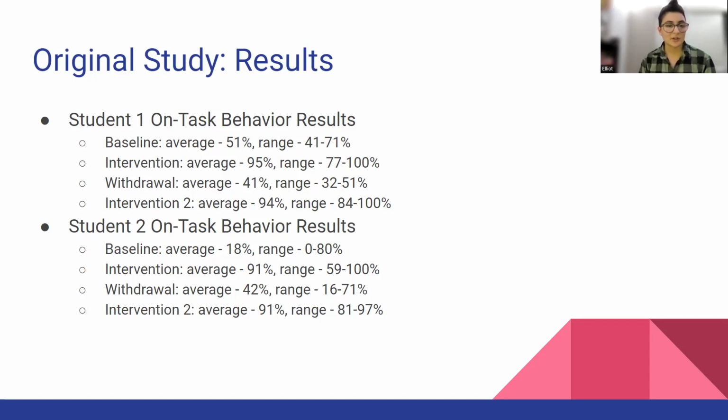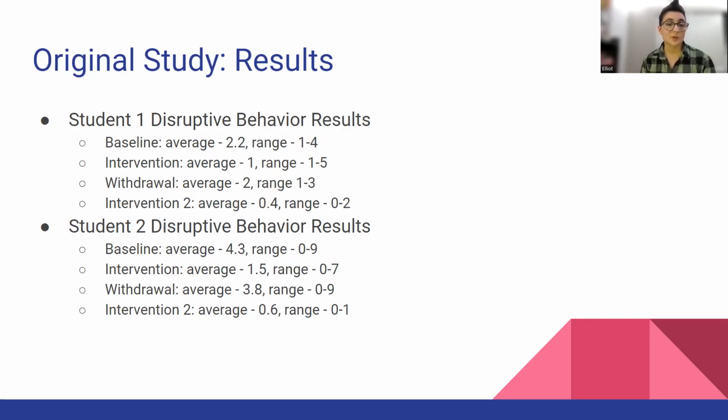And we see something very similar with student 2. So baseline average was about 18% with a huge jump to 91% in the intervention phase. And then withdrawal was not as significant of a decrease. However, they did go back up to the 91% with the second intervention phase.